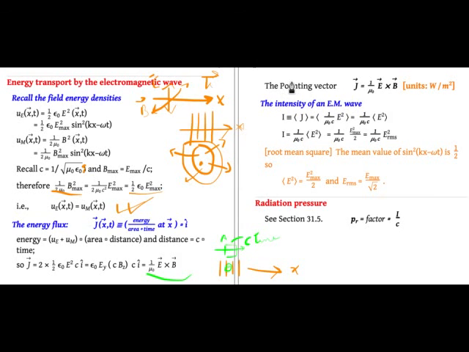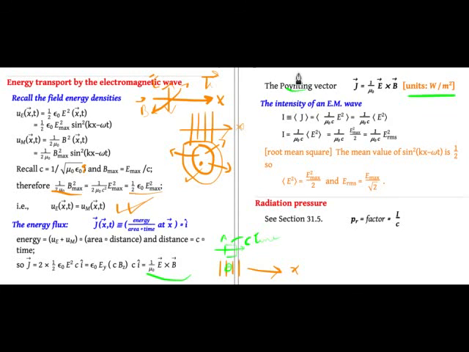So the Poynting vector, the energy flux, is 1 over mu 0 E cross B. This is energy per unit time per unit area. So the unit is watts per square meter. All right, that's the Poynting vector, and that's the energy flux. Finally, we have the intensity.